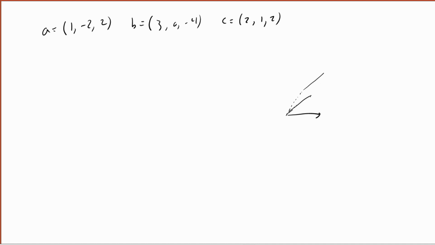again, we have A, which is 1, minus 2, 2. B, which is 3, 0, minus 4. And now we're given a vector C, which is 2, 1, 2. Okay, so if we have vectors A and B lying in the plane, and we have vector C going up out of the plane, and it forms a parallelepiped.